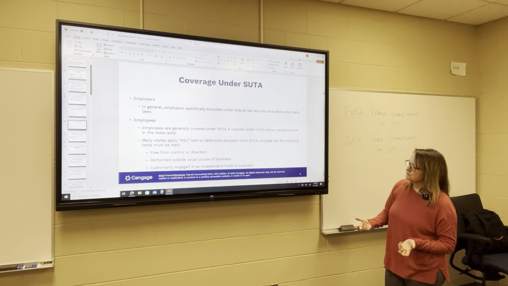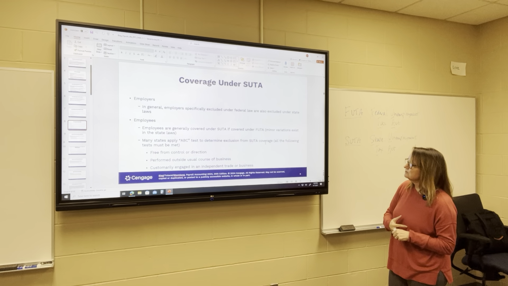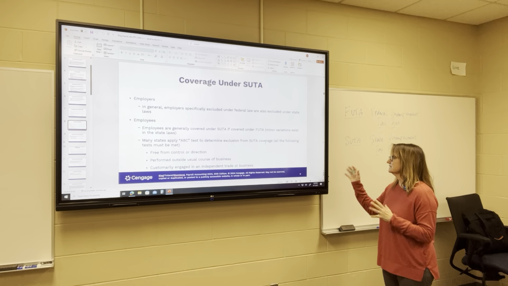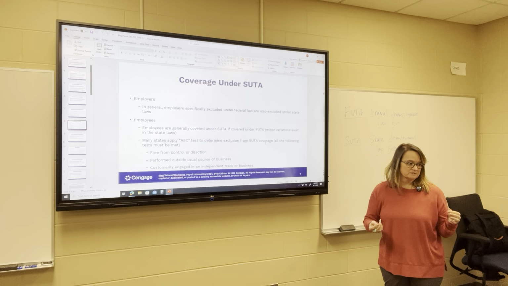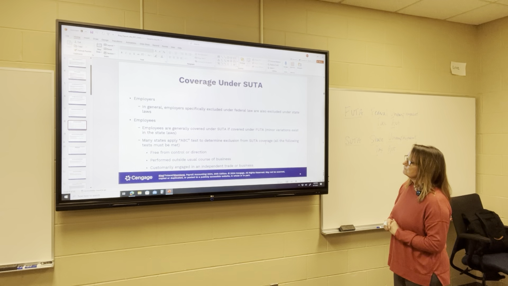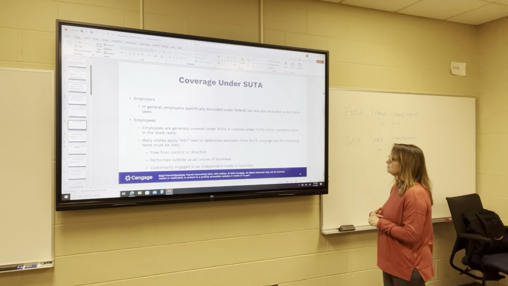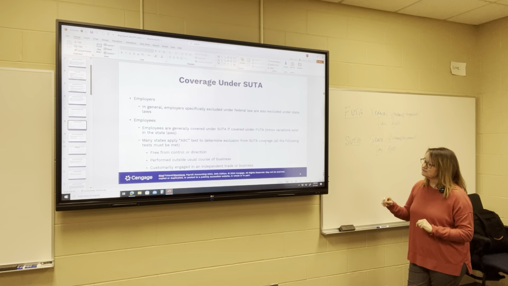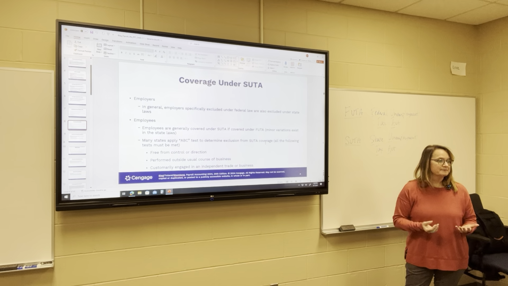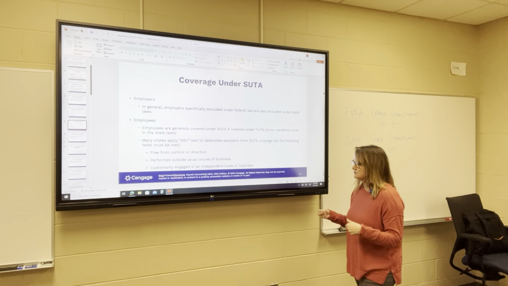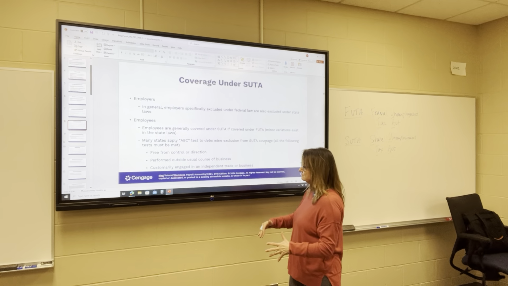So obviously employees. Employees are generally considered covered under SUTA if they're covered under FUTA. There are some minor variations that might exist in certain state laws, but for our purposes, if they're covered under FUTA, they're covered under SUTA. There is this ABC test that is used to determine whether they should be excluded from SUTA coverage. If they meet all three of these tests, then they would not be considered covered workers, so their wages would not be subject to this tax. But all three of them have to be met.